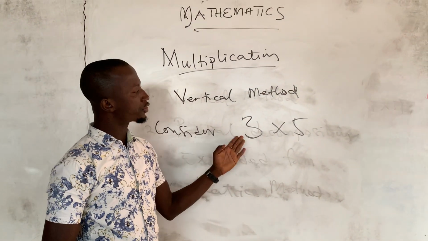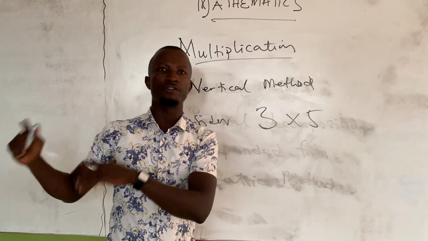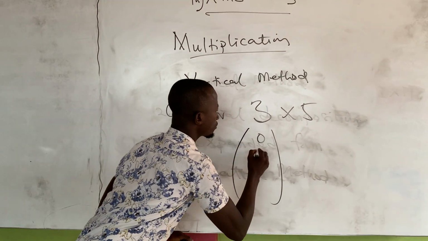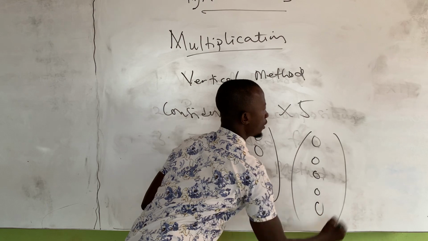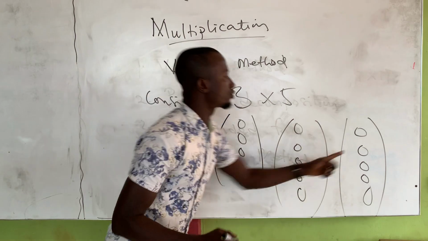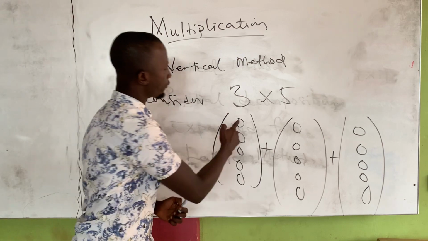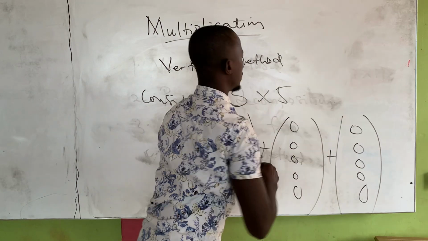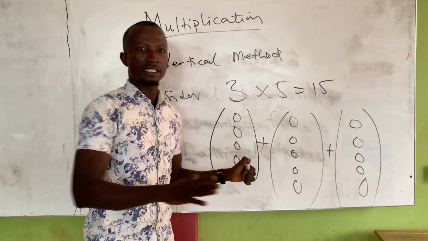This one can be mentioned as 3 groups of 5. Now we have 3 groups, but in each group we have 5 objects. So let's see. We have 1, 2, 3, 4, 5. 1, 2, 3, 4, 5. And 1, 2, 3, 4, 5. So the groups are 1, 2, 3. Now let's add the objects in the groups. We have 5 here, so let's continue: 6, 7, 8, 9, 10, 11, 12, 13, 14, 15. So that is why 3 times 5 is 15. This is the basic idea.